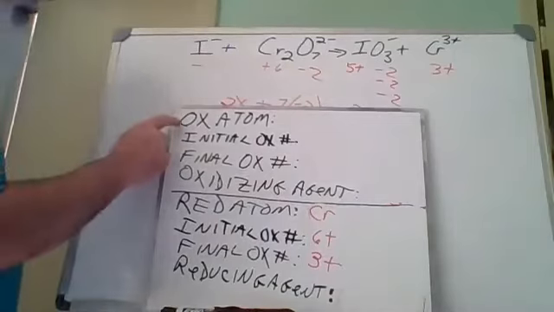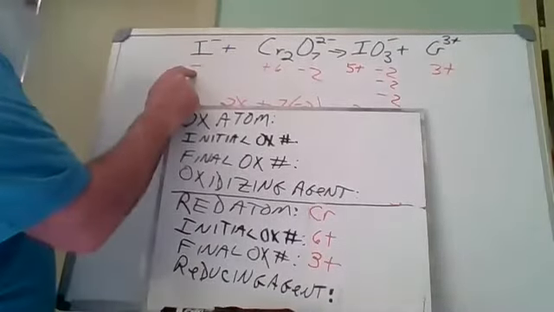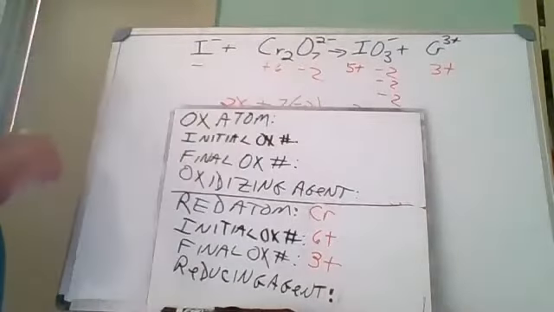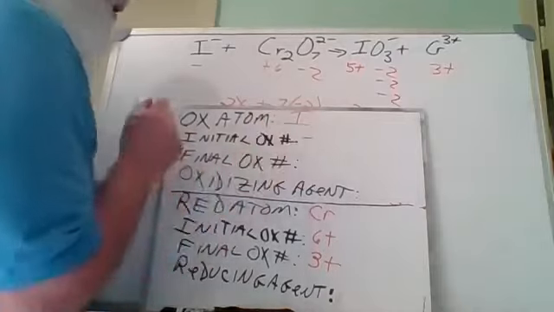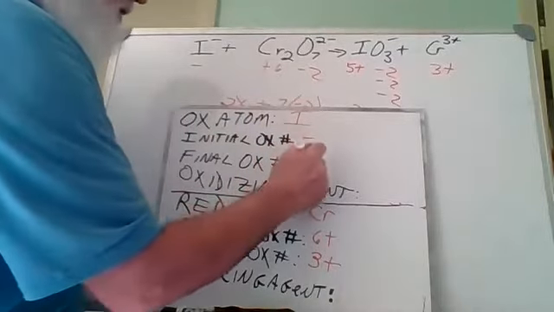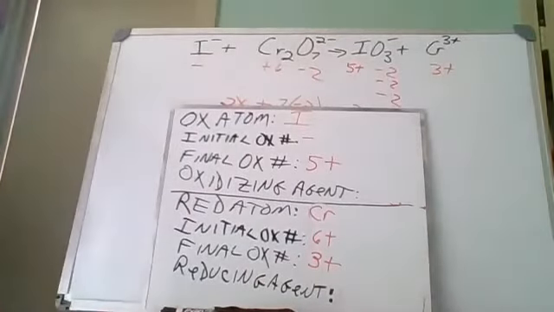Now, whose oxidation number is getting bigger? Well, let's see. The iodine starts out at -1 and ends up at +5. So that looks like iodine to me. Starts out at -1, ends up at +5.